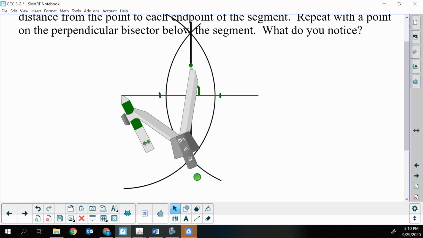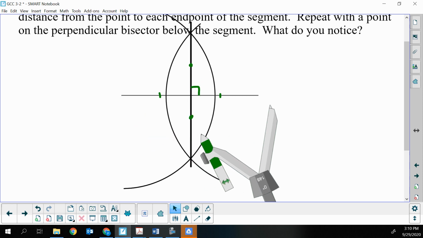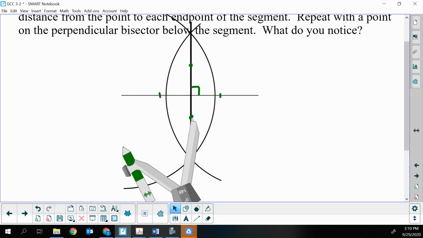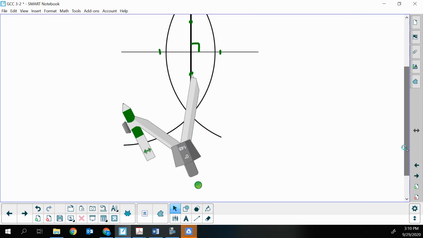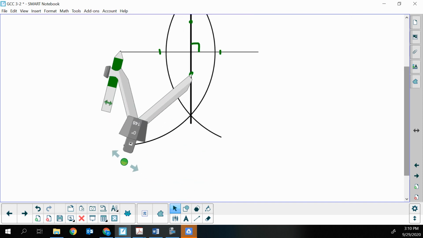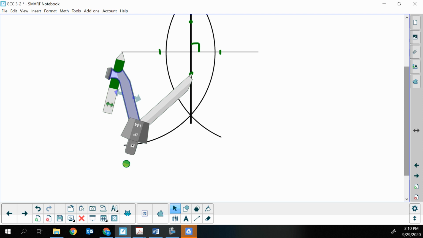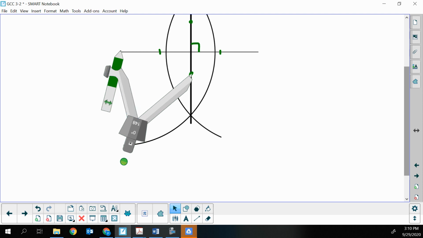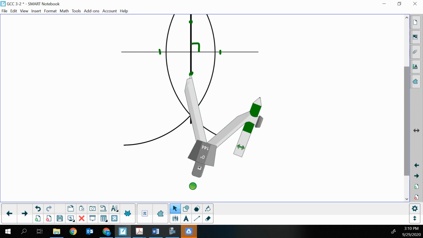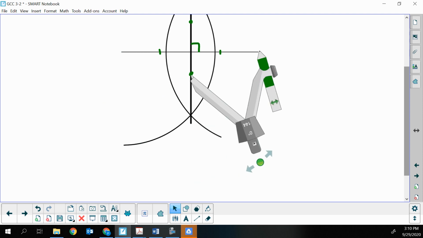We could do the same thing with a point below. Say we pick some random point here. Let's measure the distance from that point to the end of the segment. It looks like mine is pretty close to what it was last time. Again, I can't do the in-between values on how my compass opens, but you would be able to. Okay, so if I measure it to the other side now, again, notice it's the same.